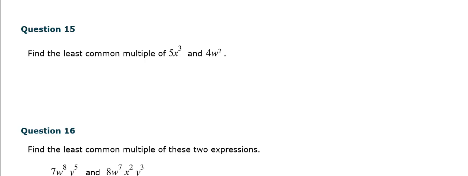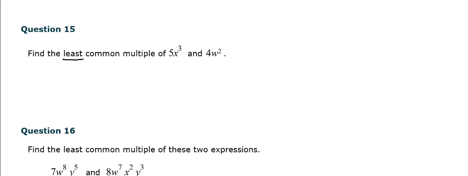Find the least common multiple of 5x to the third power and 4w to the second power. The least common multiple and the common denominator are synonymous. So the least common multiple, we're looking for the smallest number that both 5x cubed and 4w squared both go into.